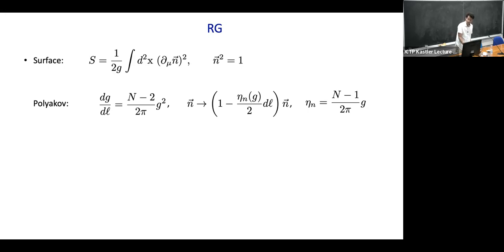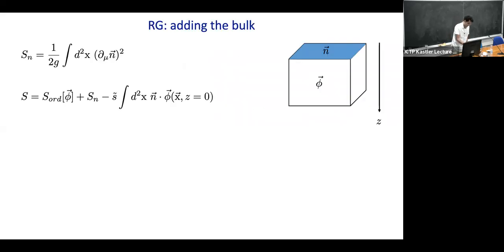Okay, so now the real question is: how is this RG flow modified when we couple the surface layer to the rest of the system? So let's try to answer that question. This is the action for the surface layer. Then the rest of the system is going to be described just by the bulk or tree model with the ordinary fixed point, boundary fixed point.